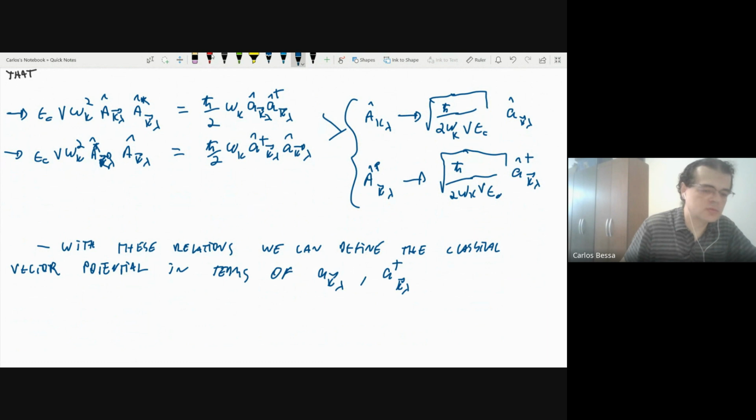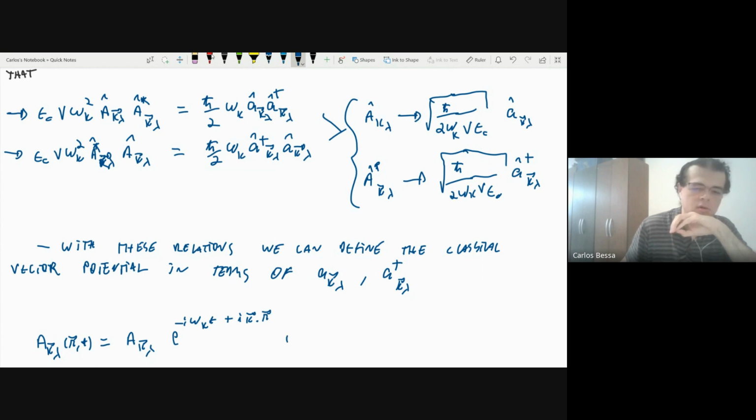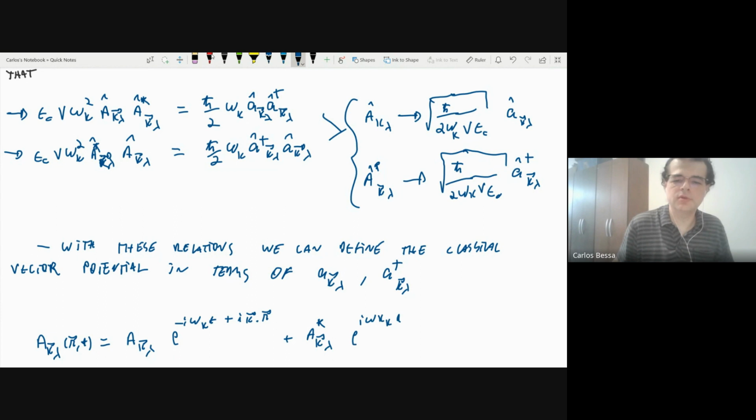So classically, A is defined this way. So A, if we consider the Maxwell equations, we put the boundary conditions associated with these boundaries, and we could find this in terms of A k lambda, exponential minus i omega t plus i k r, plus, it's the conjugate of this, right? i omega k t minus i k r. You could write this.